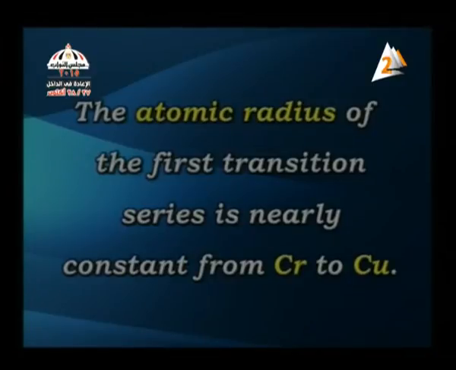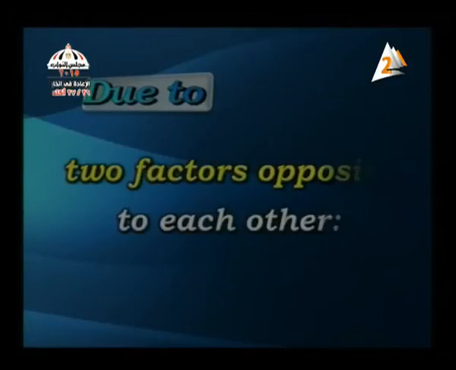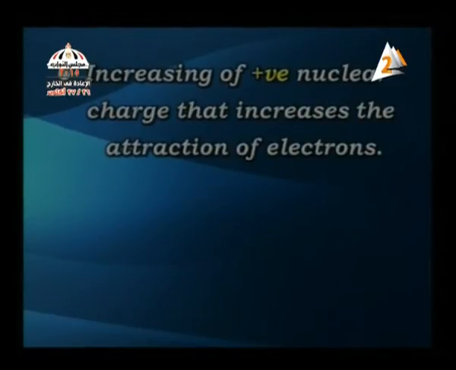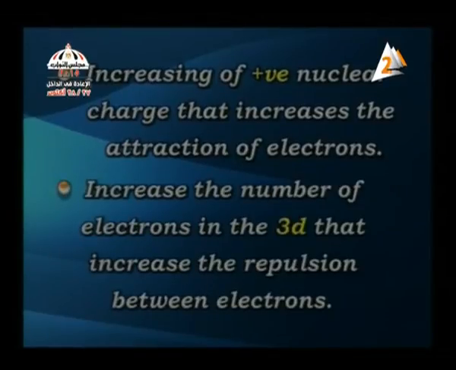Next point, the atomic radius of the first transition series is nearly constant from chromium to copper. This is due to two factors which are opposite to each other: the increase of the positive nuclear charge that increases the attraction of the electrons, or the increase of the number of electrons in the 3d sublevel that increases the repulsion between the electrons.